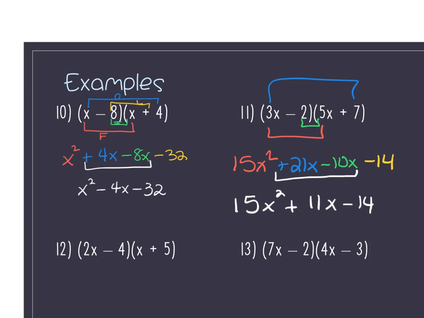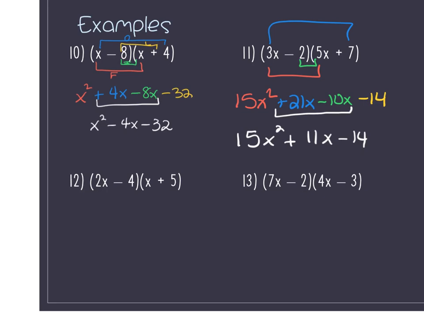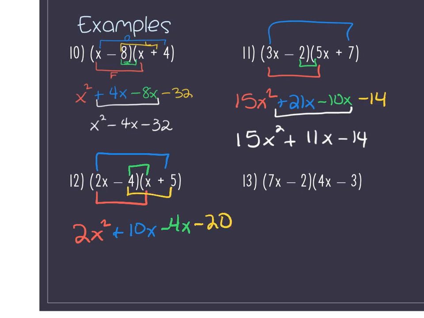The last two examples on this page are the same. We're still FOILing or distributing. So again, first gives me 2x squared. Outside gives me 10x. Inside gives me -4x. And last gives me -20. Again, combine your middle terms, gives me positive 6x minus 20.